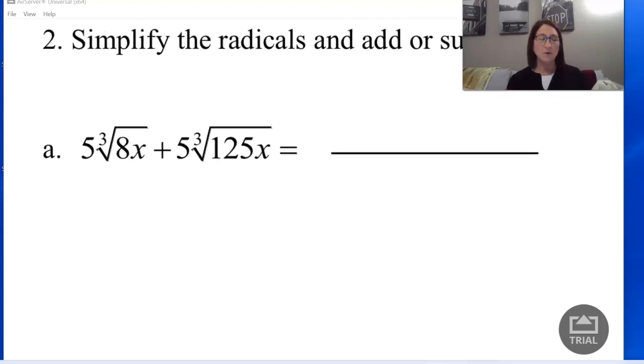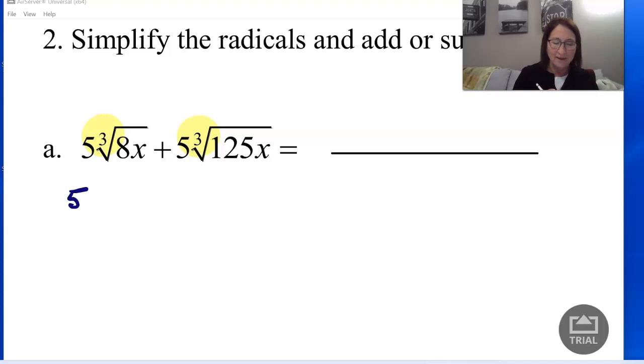All right, so with this first one here, it looks like I have unlike radicals, but that's just on the surface. I really need to dive in here a little deeper. So I have a cube root and a cube root as my indexes. So I am going to rewrite my radicands with those numbers underneath that radical sign.